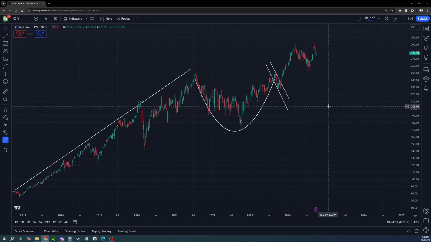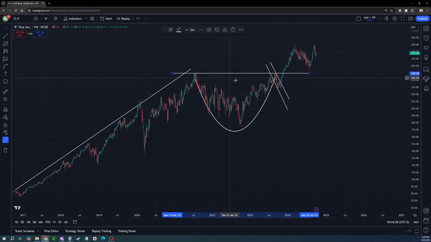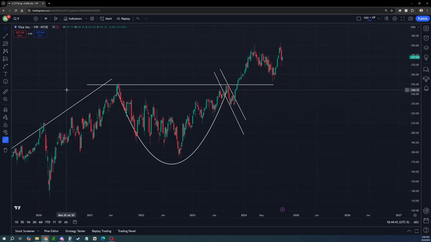Obviously you can see now there's a pretty clear cup and handle on this chart. Another tip, if you want to draw the neckline, you can hold shift and it'll draw an exact straight line. So we're just going to do that. You see it's not perfect, but this is about where the neckline is. So that's pretty much going to be the buy point.